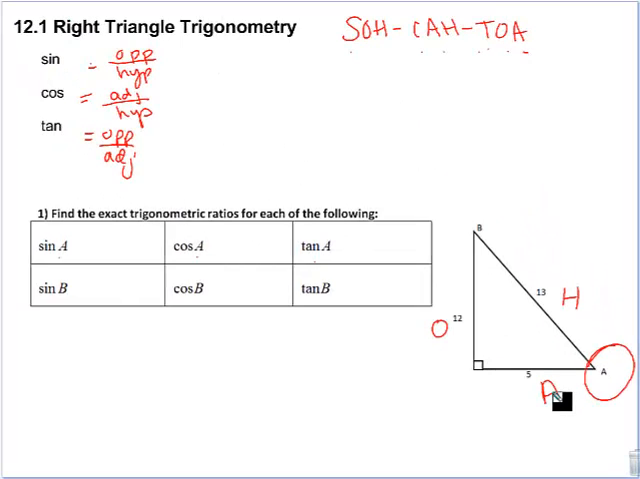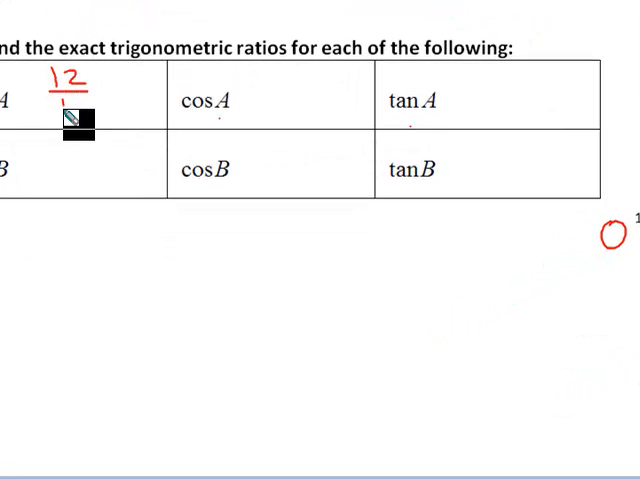Okay, so if you have the three sides labeled, writing out your three ratios would be pretty easy. So what is sine of A going to end up being then? 12 over 13 because it's opposite over hypotenuse. What would cosine of angle A end up being? 5 over 13, because it's adjacent over hypotenuse. And what would tangent end up being? 12/5. You guys remember this much from geometry? Yeah. Okay.